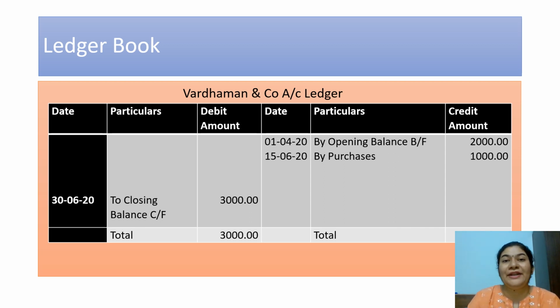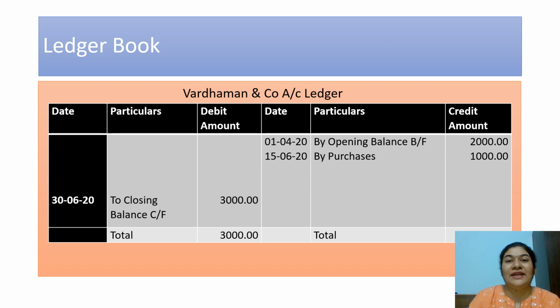Now at the end of the month, that is on 30th June 2020, the balance goes to 3000, as we have an opening balance of 2000 and a current month transaction of 1000. So now the liability towards Vardhaman and Company goes to 3000. This way for each and every account, expense account, purchase account, sales account, different vendors' accounts, different customers' accounts, we will have to open different ledgers and post the entries in those particular ledgers.